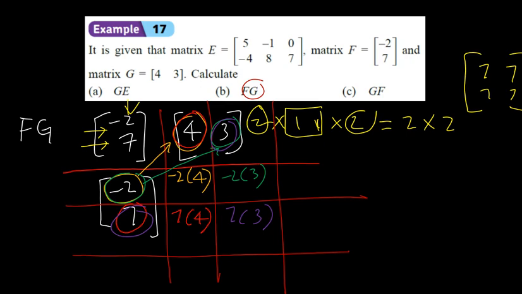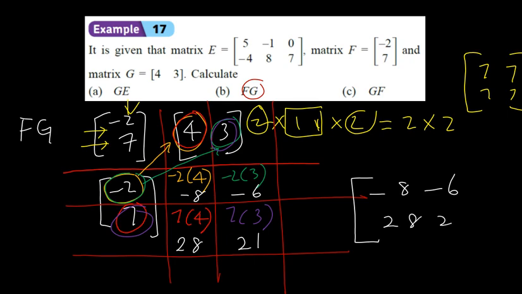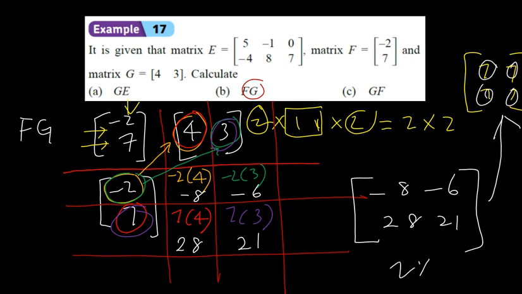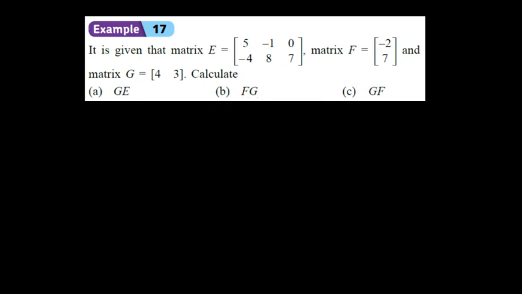So what do you get? You'll get -8, -6, 28 and 21. So the answer is -8, -6, 28, 21. See, this is the matrix that we predicted just now, and it is correct, 2 by 2. Okay, we go to GF.